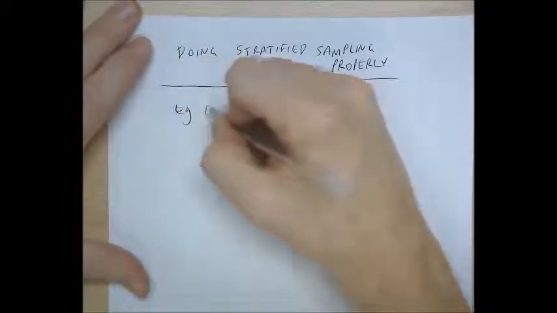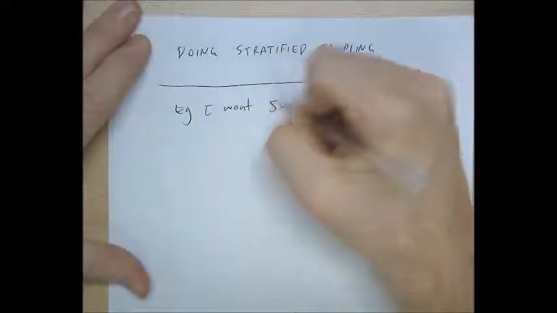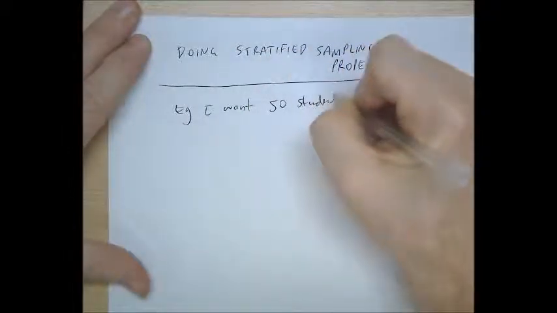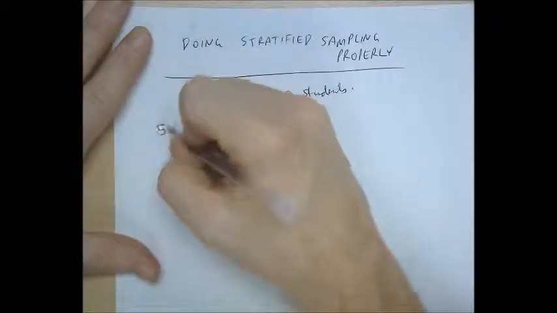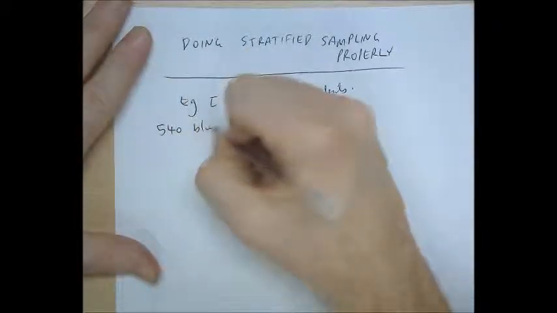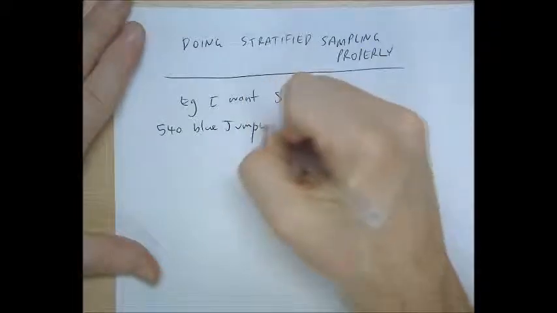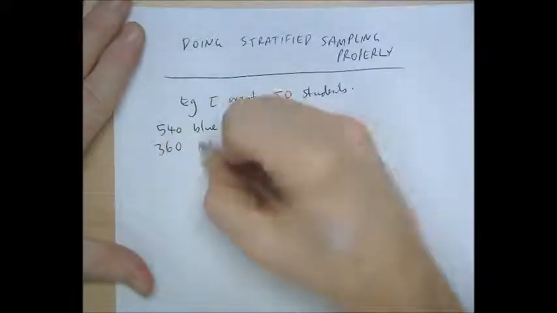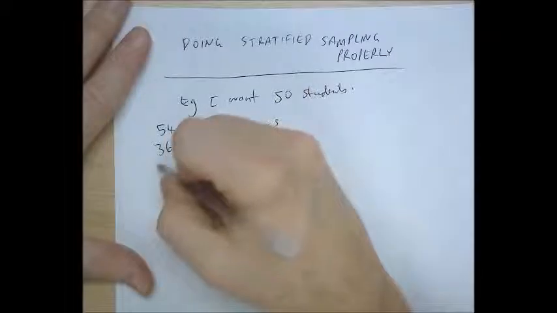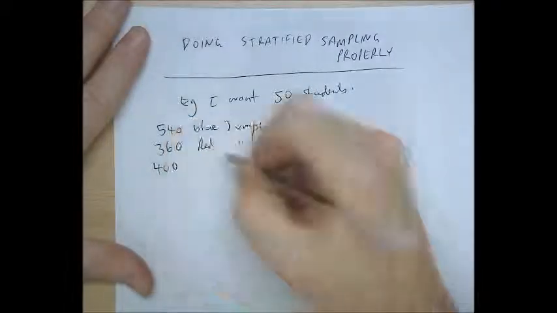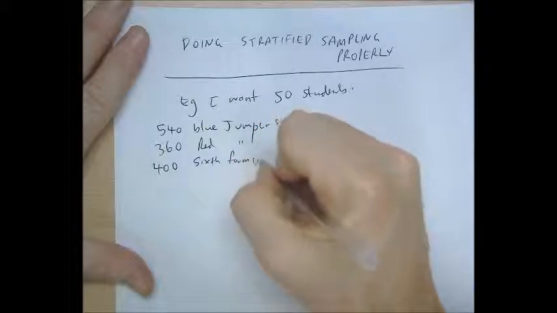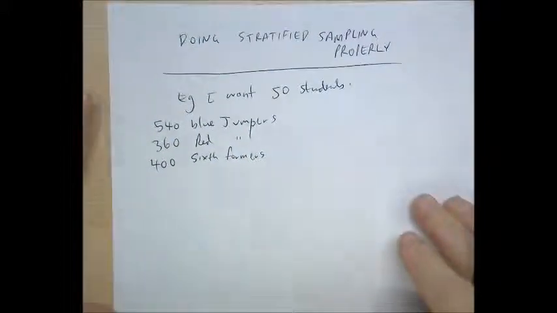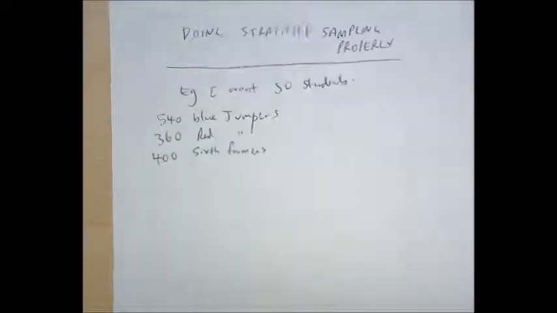E.g., I want 50 students. Let's say I want some red jumpers or some blue jumpers. Let's say there's 540 of them. Let's say there's 360 red jumpers and there's 400 sixth formers. Okay? Right, this is what to do. We've got to get 50 students.